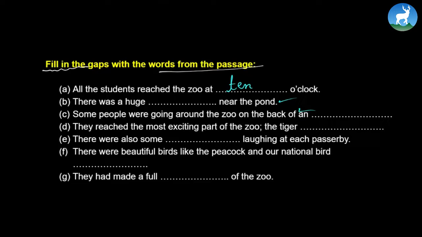They reached the most exciting part of the zoo, the tiger enclosure, okay? I'm going to help you with this. Enclosure. There were also some, remember the laughing animal? Laughing at each passerby. There are beautiful birds like the peacock and our national bird. Again, that's up to you. They had made a full, again, that's up to you, okay?